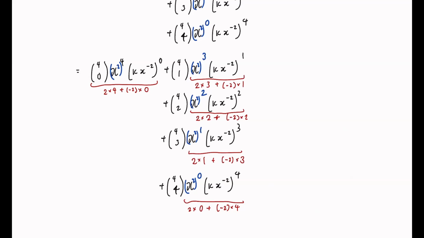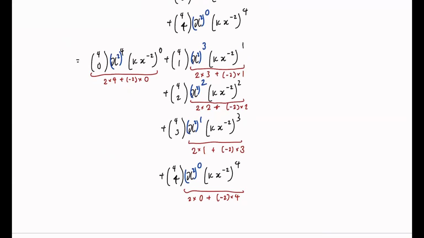Can you see the pattern? 3, 2, 1, 0, 1, 2, 3, 4. Can you see? Yes, okay, then let's simplify a bit more. 2 times 4. Let's just write it out a bit more neatly. The powers, I'll put it in a table like this.